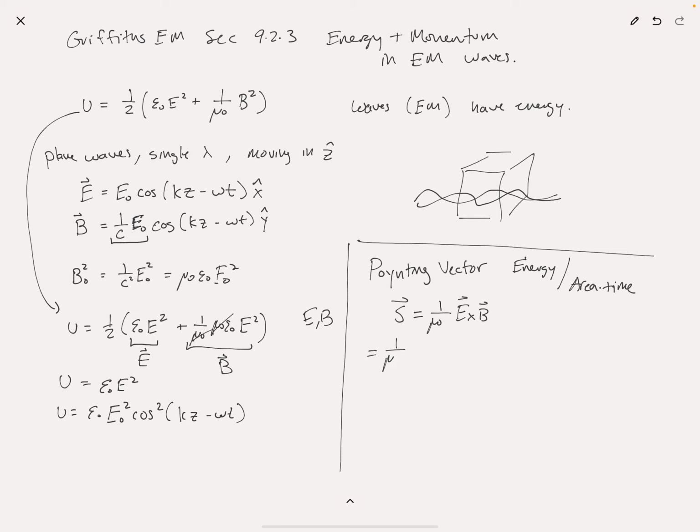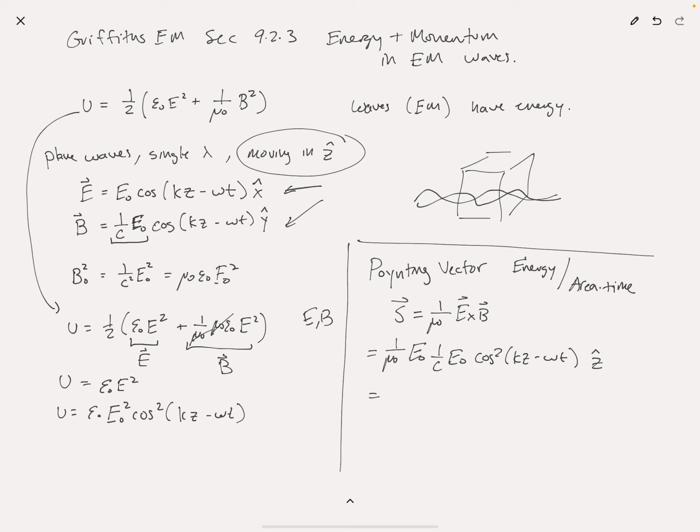This is 1 over mu naught E. I'm going to use this expression here for E and B. I'm left with E0, 1 over c, E0 cosine squared kz minus omega t. And now I need a direction associated with that. So E cross B is x hat cross y hat. X hat cross y hat, the way we define our right-handed coordinate system, is in the z hat direction, which is convenient because that's the direction that I said those waves were moving.